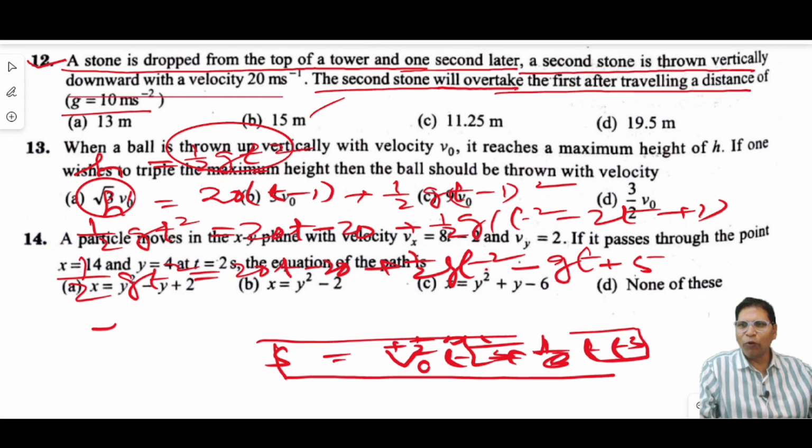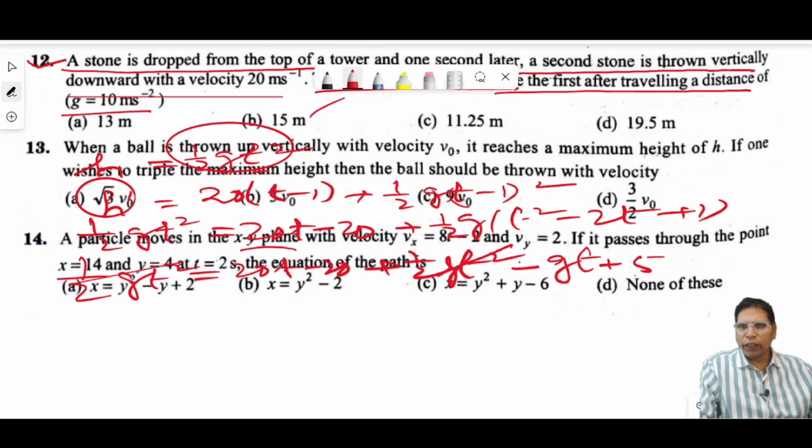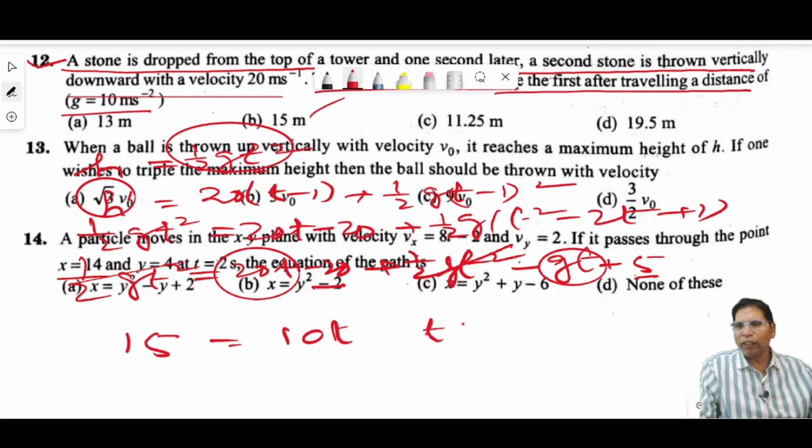Okay. Now half g t square and half g t square cancel out. Therefore we get 20t minus 10t, so this is 10t, plus 5 minus 20, which is minus 15. So minus 15 and 10t, therefore t equals 1.5.